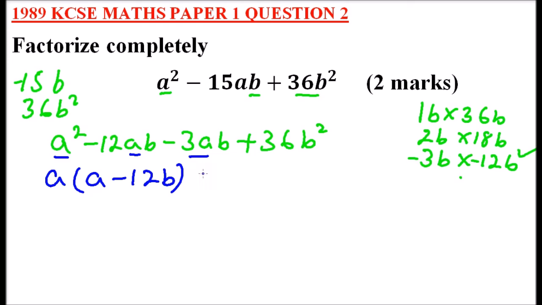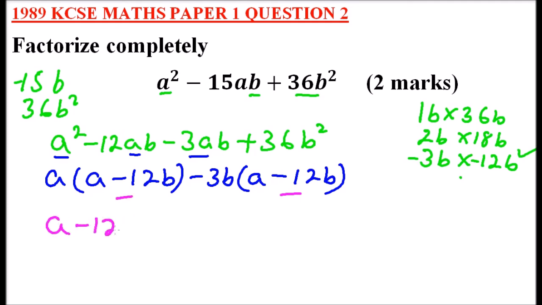We come to our second part. What is common here? We can see that 3b is common, but we factor out minus 3b so that whatever will remain inside the bracket will be the same as what we have in the other bracket. So this will have a minus 12b. So you can see now what we have, this is common, which we can factor out and say a minus 12b is common, and when we factor out this, we will be left with a minus 3b.